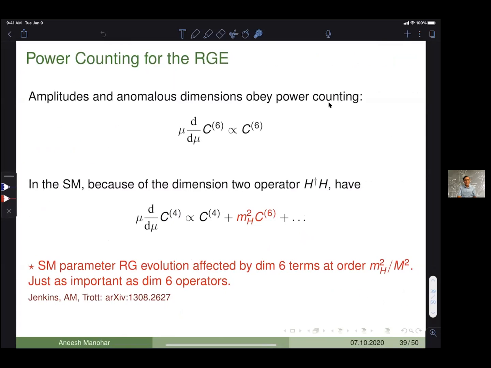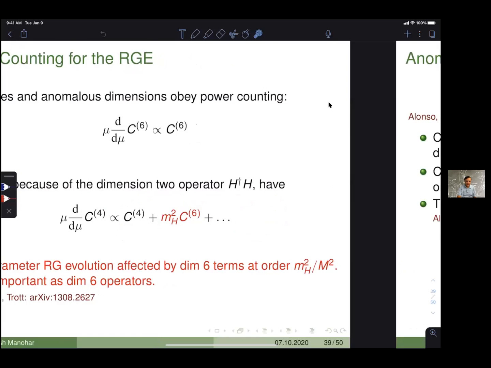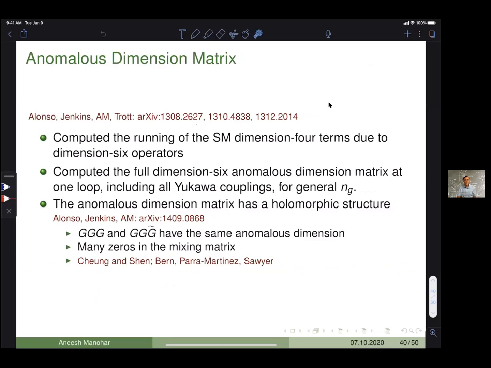So the power counting of the EFT, if you work to dimension 6, is that the operators of dimension 6 run proportional to themselves. The standard model coefficients, just the usual QCD and QED couplings, etc., run proportional to themselves. This is the standard RGE of the standard model, but now you get new contributions which go like the Higgs mass squared times dimension 6. And this was missed in previous work. So we computed the entire anomalous dimension matrix for this 2,499 coefficient system.